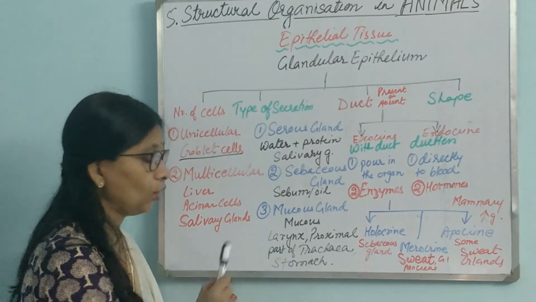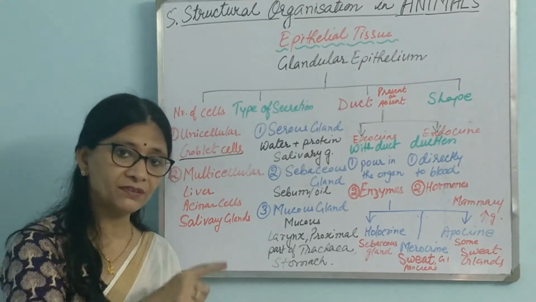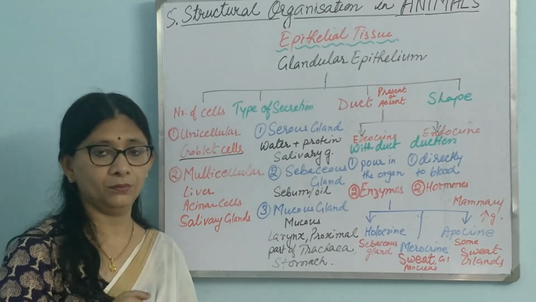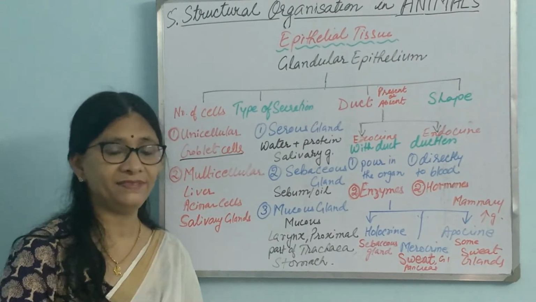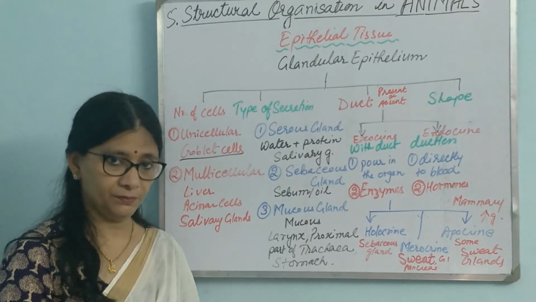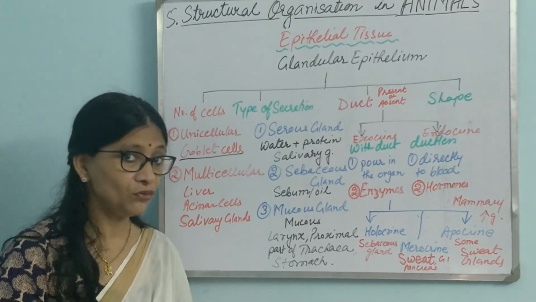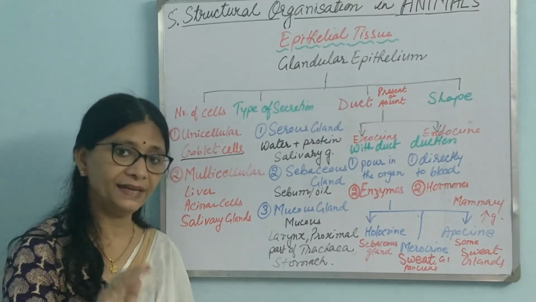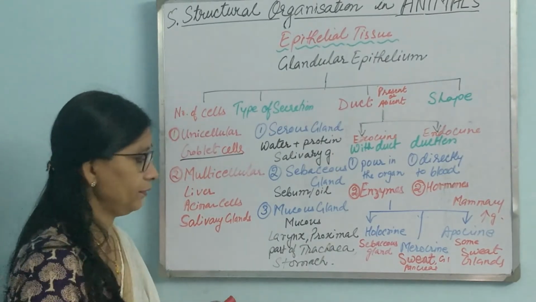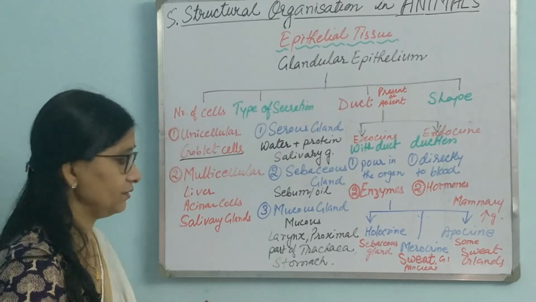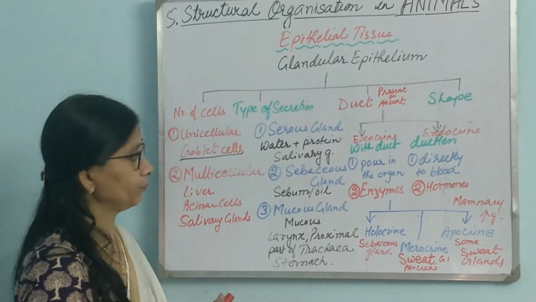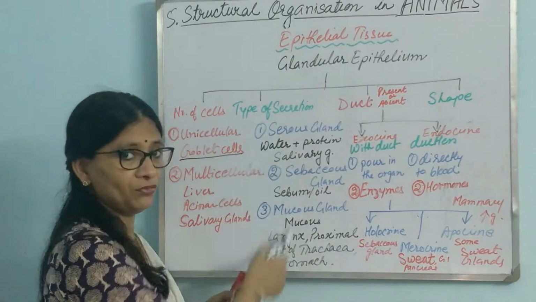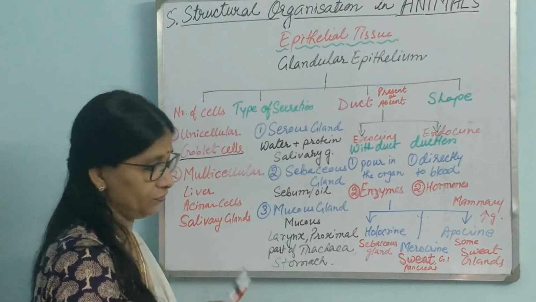Then mucous glands are also present in stomach, where it protects the stomach lining from the effect of acid. Stomach has HCl acid, which is very strong. So if mucus is not there, then it may destroy the lining of the stomach. So their mucous glands are present in stomach and in duodenum. So this is about the type of secretion. The glands are divided into these three types.